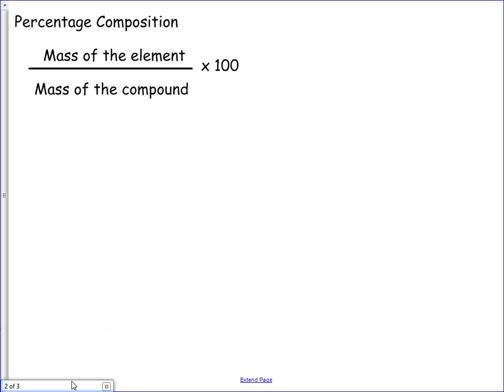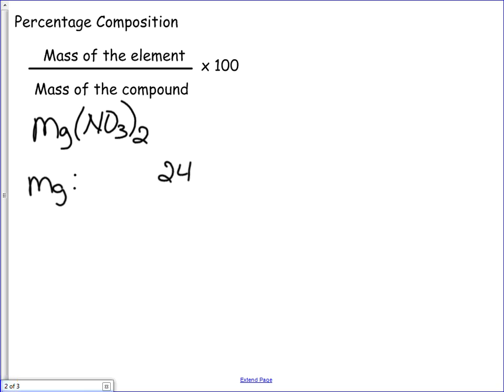This time, we're going to do magnesium nitrate. All right, so again, it's mass of the element divided by the mass of the whole entire compound. The mass of magnesium, you just look it up on the periodic table, 24.31. The mass of nitrogen is 14.01, but we have 2 of them. This 2 outside the parentheses distributes to everything that's inside the parentheses. So we multiply that by 2.